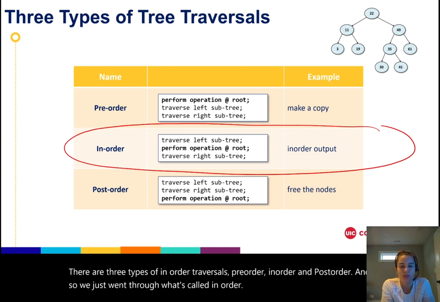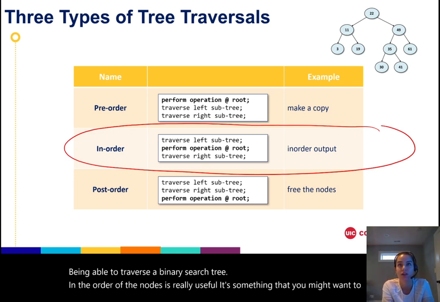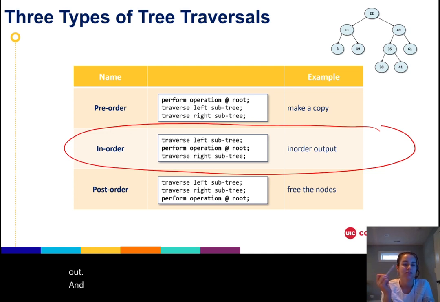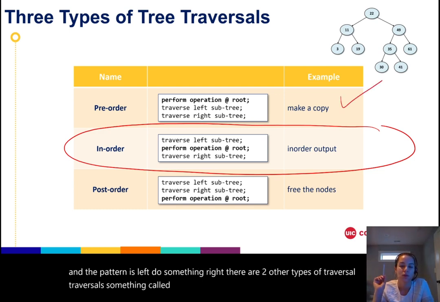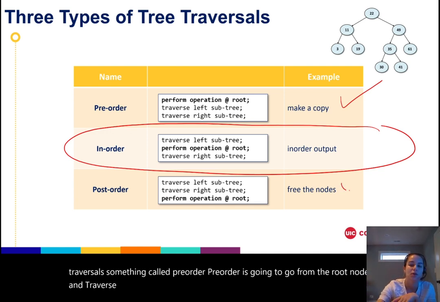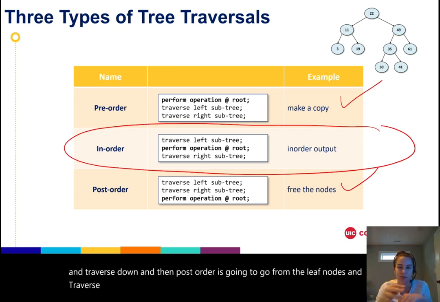Being able to traverse a binary search tree in the order of the nodes is really useful. It's something that you might want to do for various algorithms that need to look at them in order, or just to print it out. And the pattern is left, do something, right. There are two other types of traversals, something called pre-order. Pre-order is going to go from the root node and traverse down. And then post-order is going to go from the leaf nodes and traverse up. They both have very different purposes.